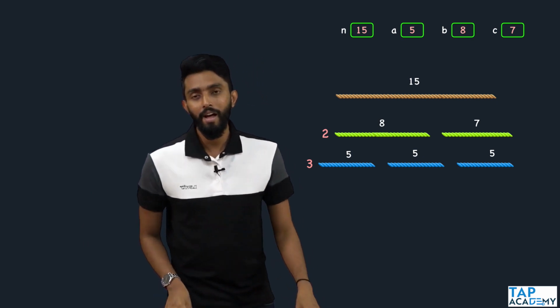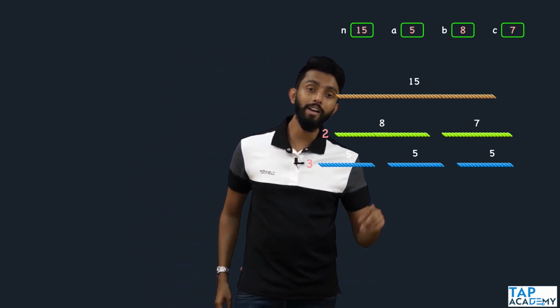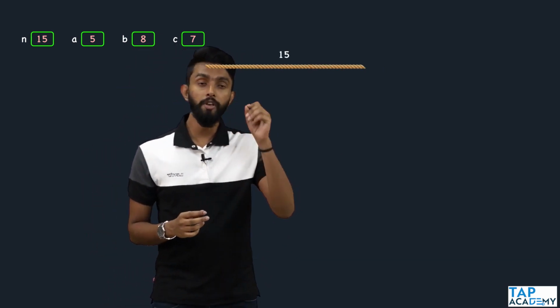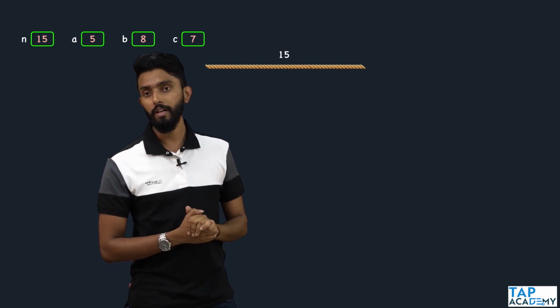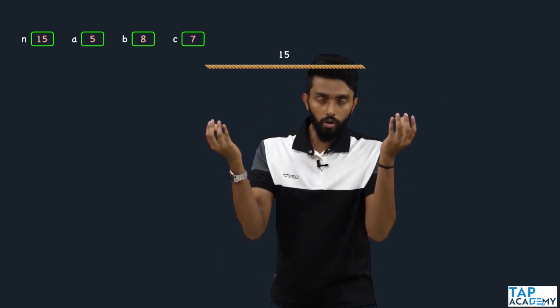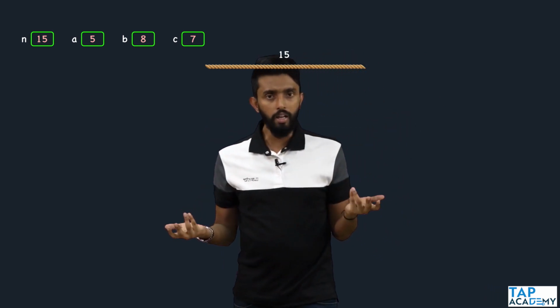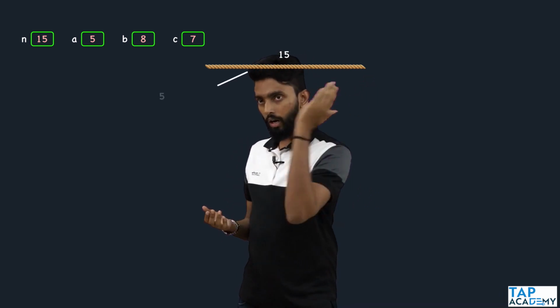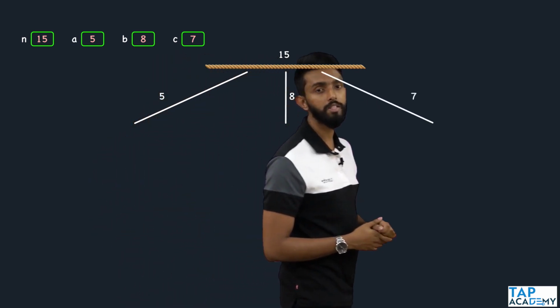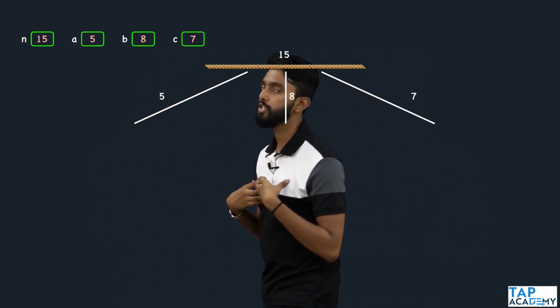Any confusion till here? Now, how are we going to go ahead and solve this question is the bigger question here, isn't it? So let me show you. Basically, I have N, I have A, B and C. Now what I want you to understand is, we have a rope of length 15, guys. If I have to break it down into smaller pieces, there are only 3 ways I can cut it. Either I cut a piece of length 5, or a piece of length 8, or a piece of length 7, because those are the values of A, B and C. This is the restriction imposed upon me.